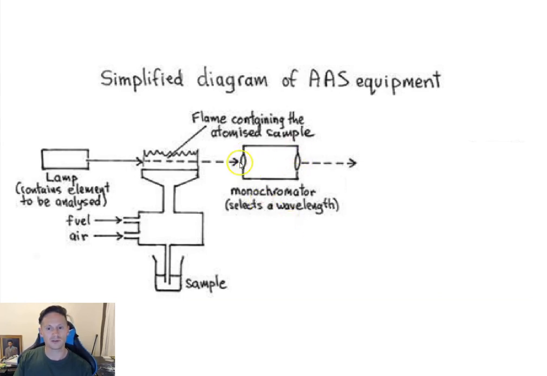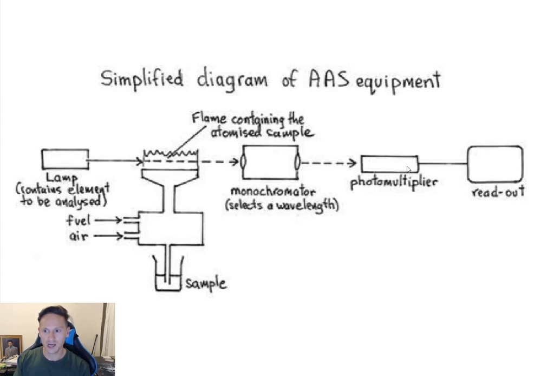Next we go through what's called a monochromator, and that selects for the wavelength. So if you change the lamp, you need to turn the knob on the monochromator to make sure the wavelength is correct. It's like a filter, just making sure the certain wavelengths of light get through. Next is the photomultiplier, so that's essentially getting those readings and allowing it to be interpreted by the machine. And then you've got a readout, and the readout is the graph which the chemist will interpret.